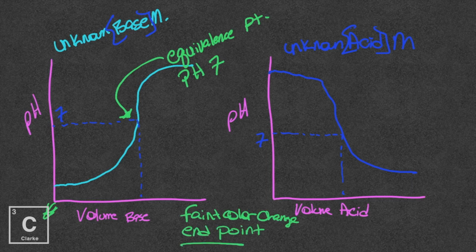Now the end point and the equivalence point, we want them to be as close together as possible, but they're never truly going to be the exact same because the equivalence point is a pH of 7. The end point is where we see that slight tinge of pink, and if it's a slight tinge of pink, it's slightly basic. Okay, let's get back to our lab and let's find that slight color of pink.